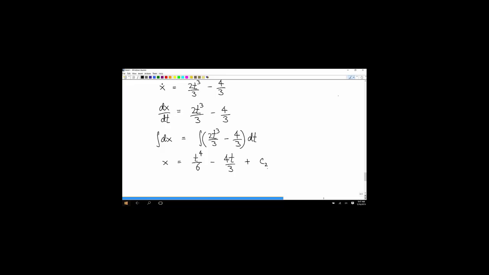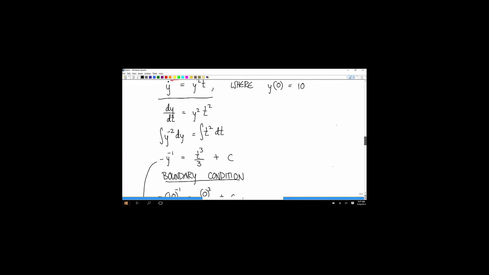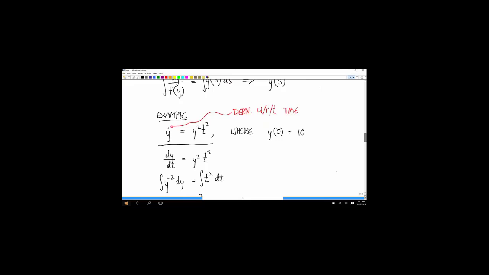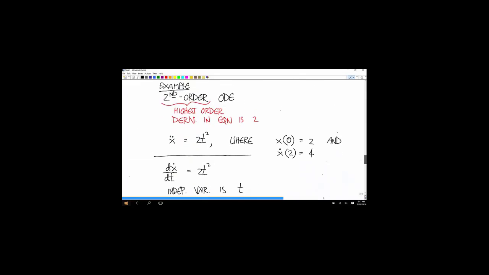How are we going to get that C2? Yeah, the second boundary condition. And now you see why in this case, like in that first example, we only needed one boundary condition. In the second example, we need two boundary conditions. What do you think the difference is? The order. Yep, you need the number of boundary conditions equal to the order of the differential equation.